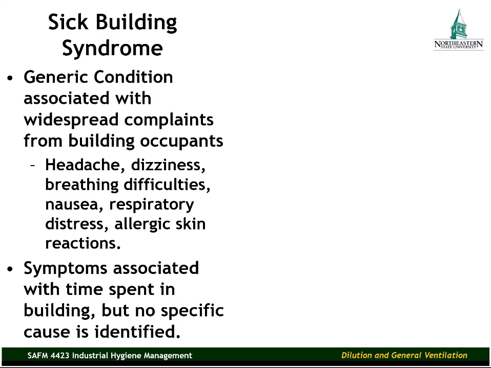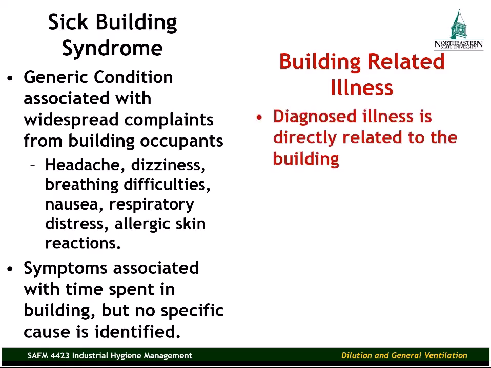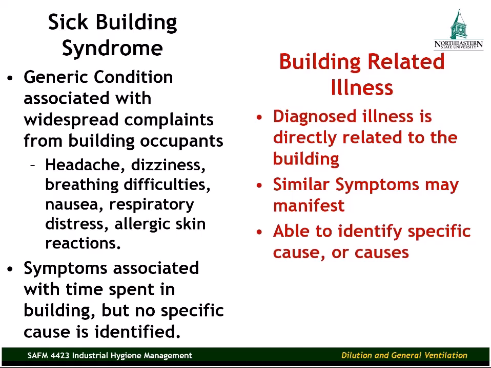Now, on the flip side, we have building-related illness. Now, these are two separate things. With building-related illness, we're talking about a diagnosed illness that is directly related to the building. Similar types of symptoms may be involved. But with building-related illness, the investigation is able to identify a specific cause or causes. For example, it could be vapors coming from the new carpet.